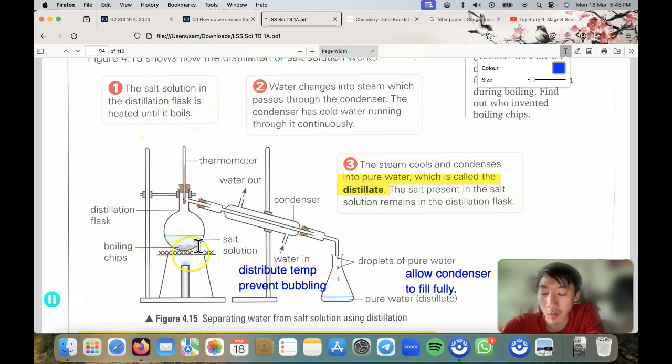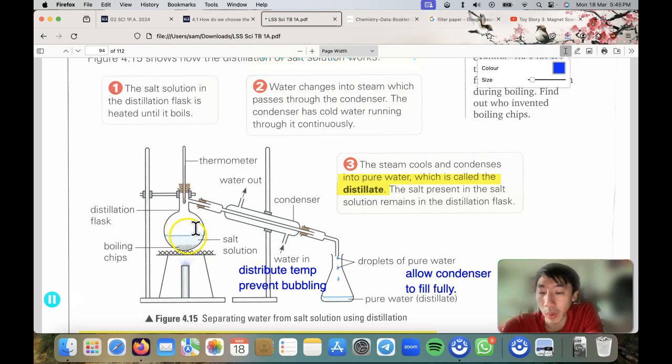So you see this round flask. This is actually called a distillation flask. Why is it round? It's so that the heat can be more evenly distributed. You may also notice these things called boiling chips. These boiling chips move around and they prevent over bubbling. What is over bubbling?